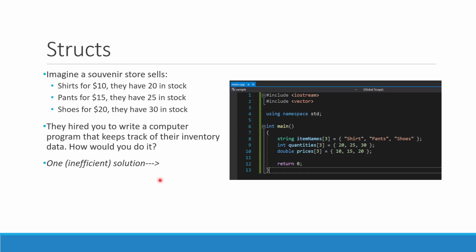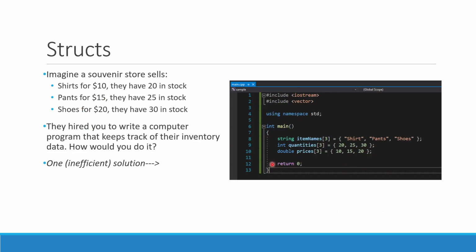So, if you didn't know about structs, probably one idea that would come to mind is to make 3 arrays. Maybe you could make a string array called item names, size 3, and put shirt, pants, and shoes in there. And then have another 3-member array of type int. Put the quantities in there, because there's 20 shirts, 25 pants, and 30 shoes. And then make a third array of doubles, also 3 items long, that contains the prices. So shirts are $10, so you put 10 there. Pants are $15, so you put 15 there. Shoes are 20, so you put 20 there.